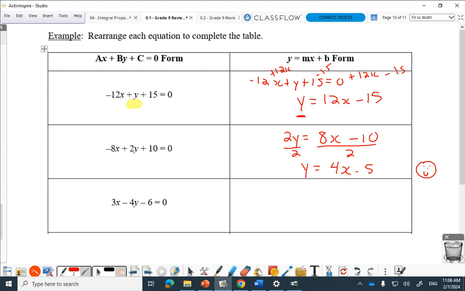And we'll talk about that in a few minutes. This is the algebraic side of it. How do I get it set up to graph? And then once I have it set up, then I can go through and actually do the graphing.